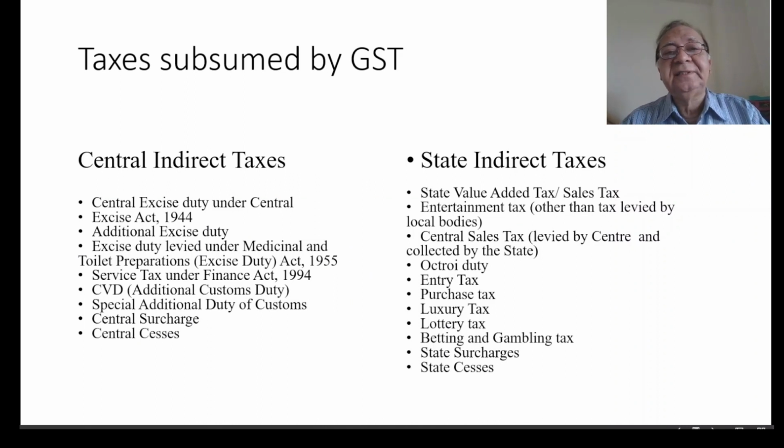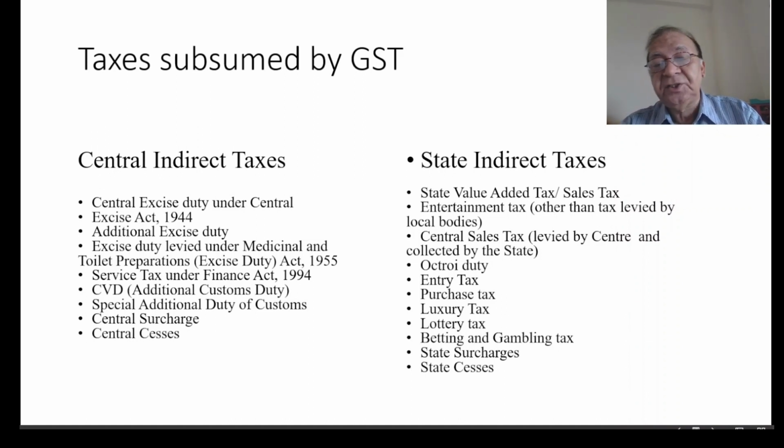See, after 2017, many taxes were subsumed by GST. Now, central indirect taxes which were taken over by GST were central excise duty, additional excise duty levied under medicinal and toilet preparations, service tax, additional customs duty, special additional duty of customs, central surcharge, and central cesses.